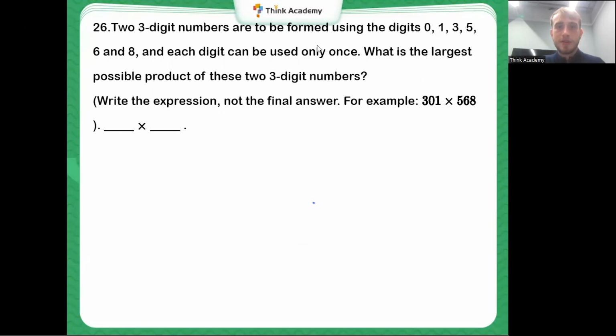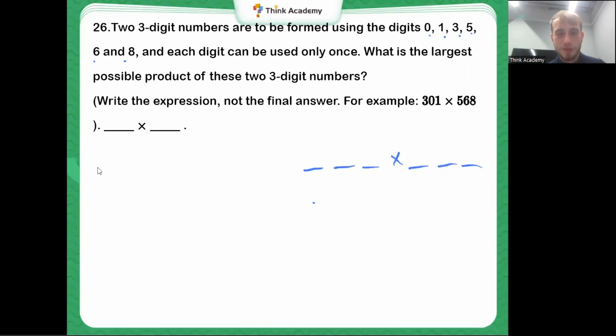Two 3-digit numbers are to be formed using the digits 0, 1, 3, 5, 6, and 8. So those in our classes might remember this from a recent lesson. What is the largest possible product of these two 3-digit numbers? So here you've got six digits to make two 3-digit numbers. If you want to get the largest possible product, you want to have the largest possible numbers.